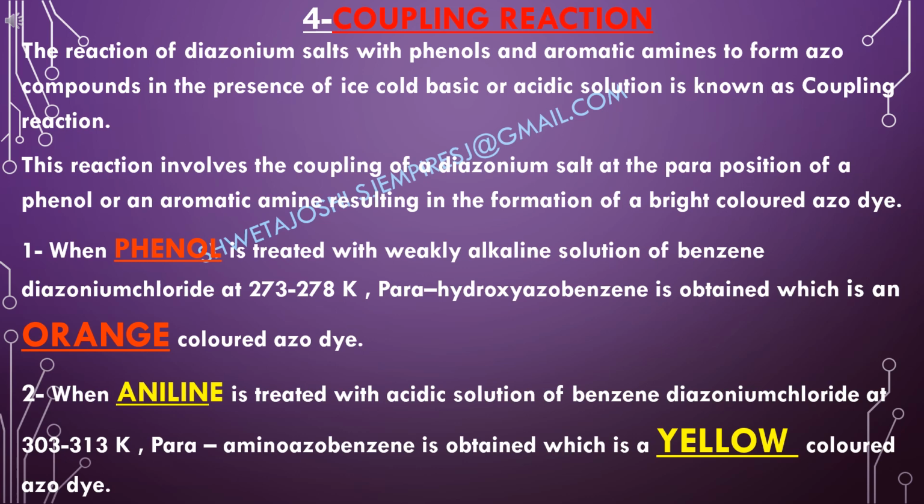When phenol is treated with weakly alkaline solution of benzene diazonium chloride at 273 to 278 Kelvin temperature, then para-hydroxy azobenzene is obtained, which is orange in color. But when aniline is treated with acidic solution of benzene diazonium chloride at 303 to 313 Kelvin temperature, then para-amino azobenzene is obtained, which is a yellow colored azo dye.